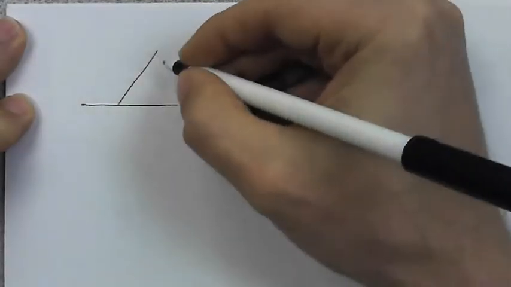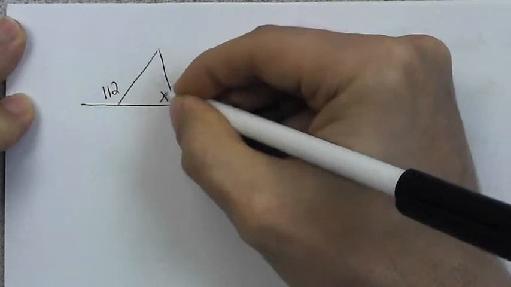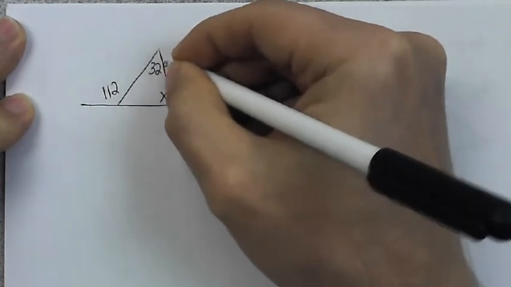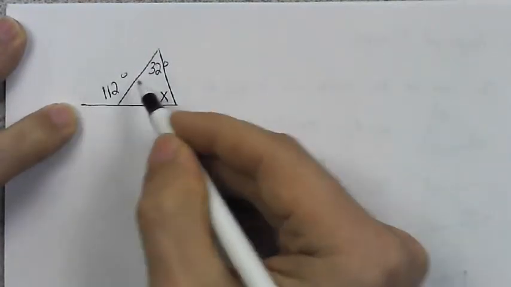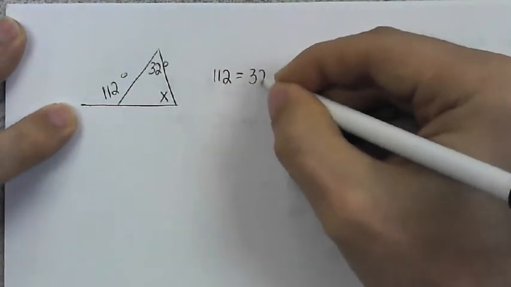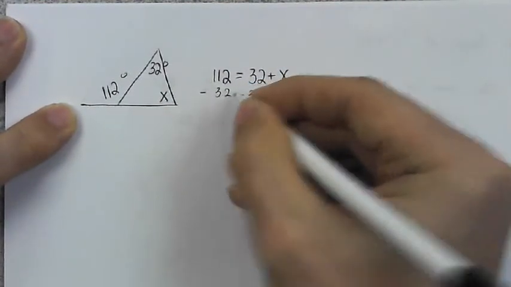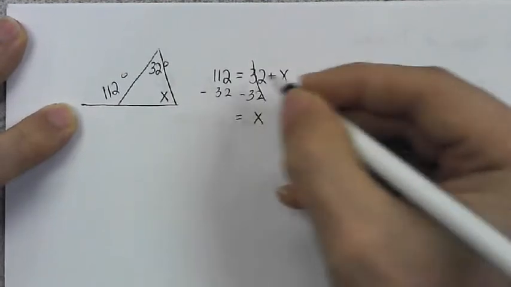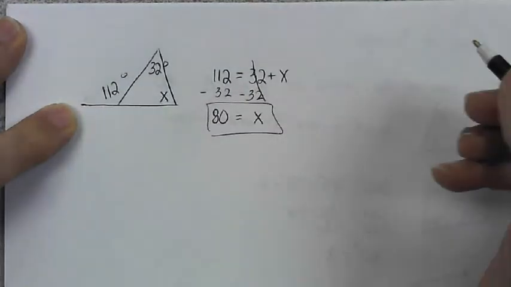All right, so let's say we had this right here. Say this is 112 degrees. Say this is X, and this is 32 degrees. So if I wanted to know what X was, well, remember, the measure of this exterior angle is going to equal this plus this. So we have 112 equals 32 plus X. All we do is subtract 32 from both sides. That cancels, leaving X. And right here we get 80. There's our solution.